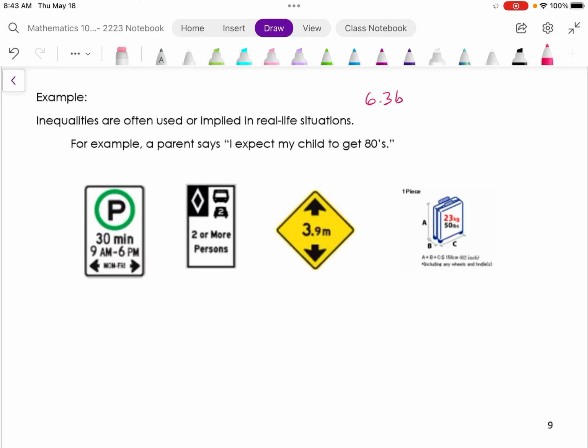So we're going to go a little bit deeper with inequalities. Inequalities are often used or implied in real life situations. Let us ask ourselves, what does a parent mean when they say, I expect my child to get 80s? I think what they're saying is this. If X is my child's mark, the mark has to be greater than or equal to 80. Now I can put a percent. I think that's what they mean.